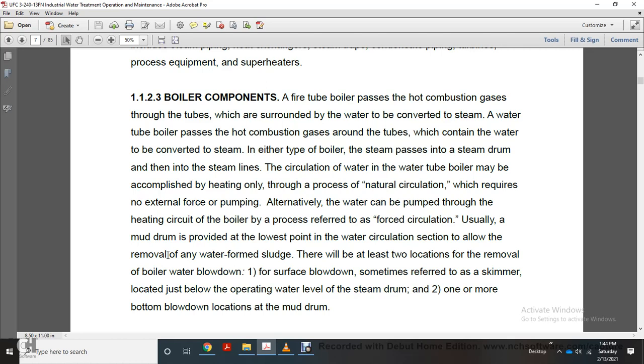Circulation of water into the water tube boiler may be accomplished by heating only, with the process of natural circulation, which requires no external force or pumping. Alternatively, the water can be pumped through the heating circuit of the boiler by a process referred to as forced circulation.